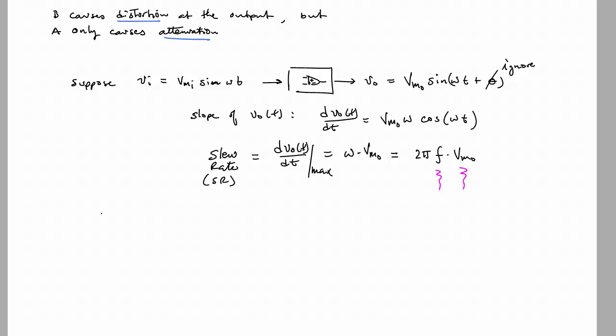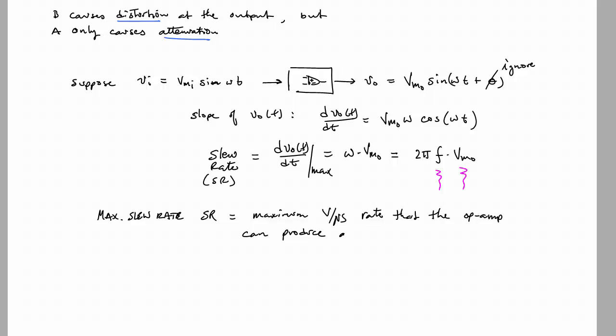Okay, so we'll define the max slew rate as just the maximum rate, typically in volts per microsecond, that the op-amp can produce at its output.